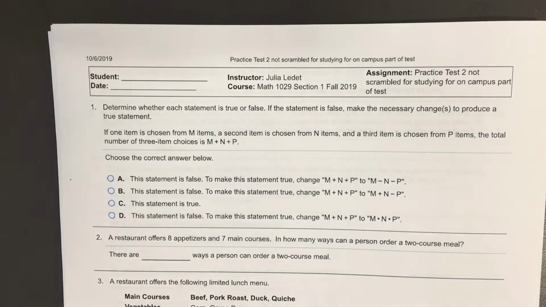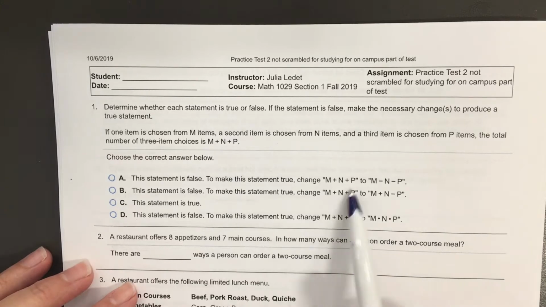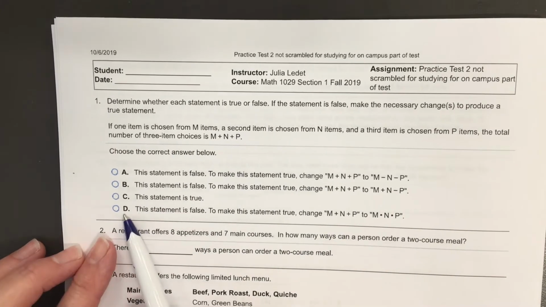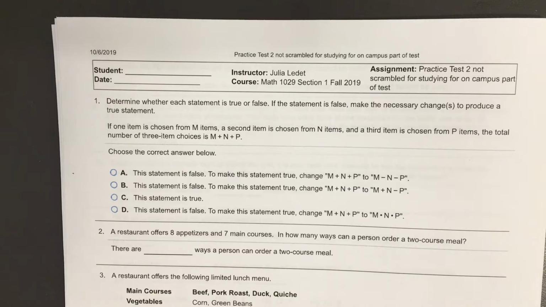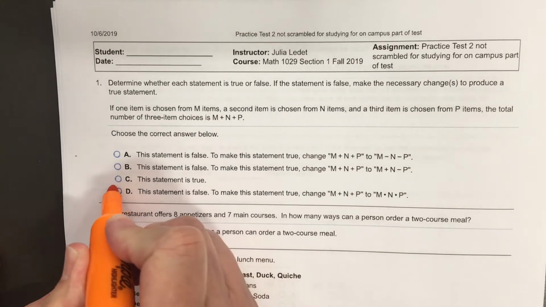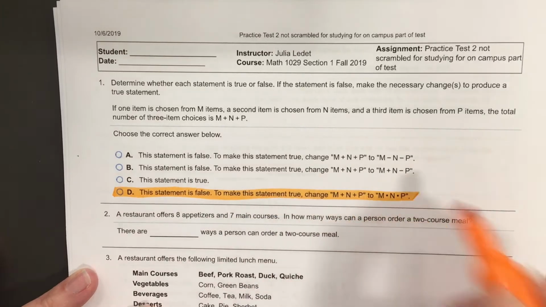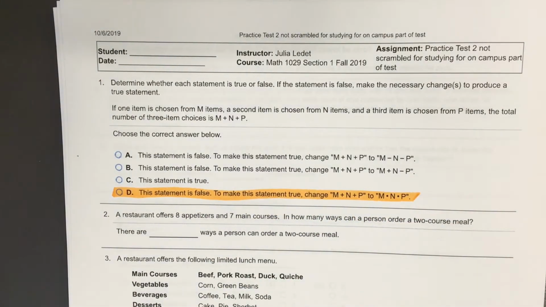Thank you for that. So the statement's false. I've determined that, and I'll look at my choices. Choice D. The statement is false. To make this statement true, change M plus N plus P to M times N times P.